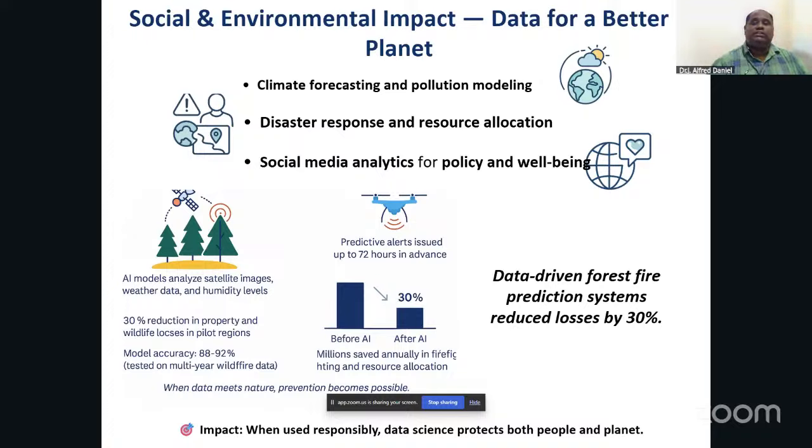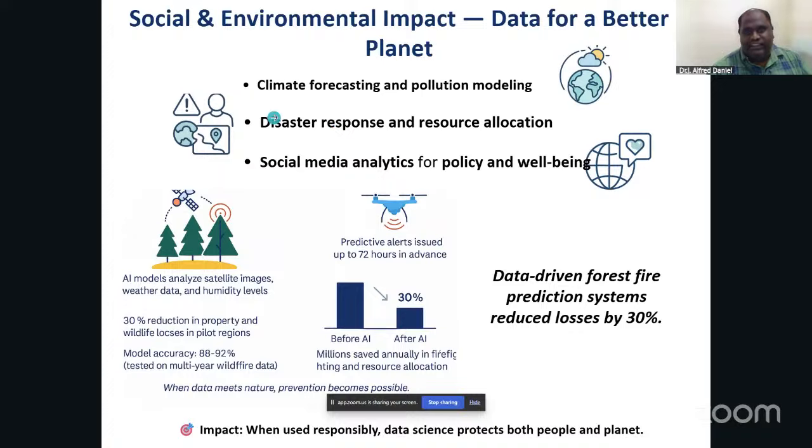Fine. So first one, climate forecasting and population modeling. That is important. Data science plays an important role in terms of climate forecasting and population modeling. And the second point, disaster response and resource allocation. Fine. So every drone or every autonomous vehicle is powered by a data science or AI model, where all the analytics and all the navigation are taken care of by a separate AI model, AI framework.